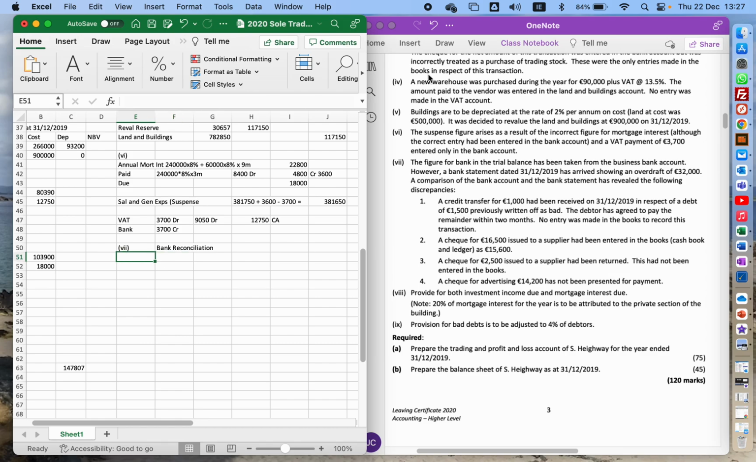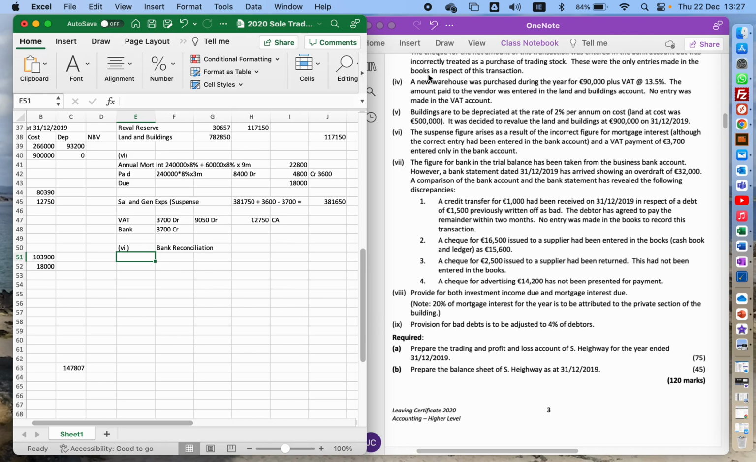This process, what I'm about to do, is called bank reconciliation. Now technically it's on the course, but it only ever appears as a full question in its own right in the ordinary level. So for higher level, we don't have to worry too much about it, except for the fact that it can appear as one of these adjustments.